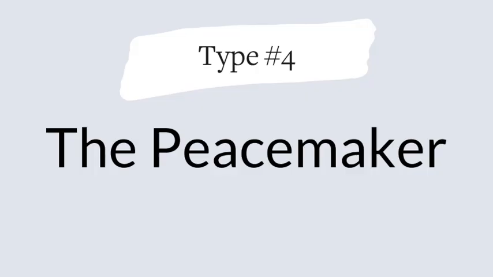All right, so let's get into type number 4, the peacemaker. So similar to the avoider, you really don't like conflict. You just want there to be peace at all times. But for you, your partner's feelings are more concerning than your own. Your approach is to try to make your partner feel better as soon as possible.